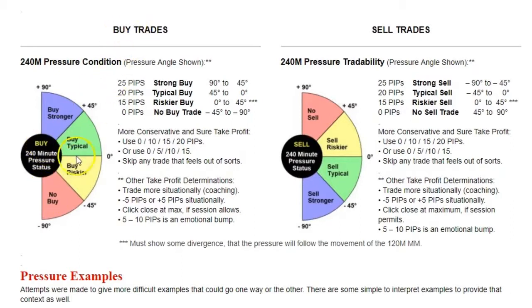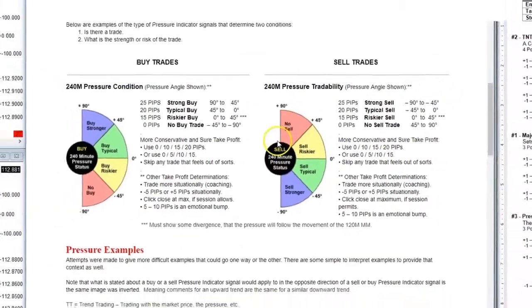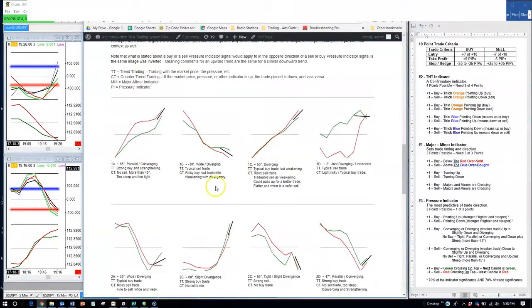If we're buying and the pressure is down steeply, we're not going to buy against it. Okay. Likewise, if we're selling and the pressure is strongly up, we're not going to sell against that pressure. So let me show you some examples. 45 degrees is about what we won't go against. So this is minus 65. It's parallel and converging. So it's strongly up, coming together. That means it's strengthening. So it's a strong buy.